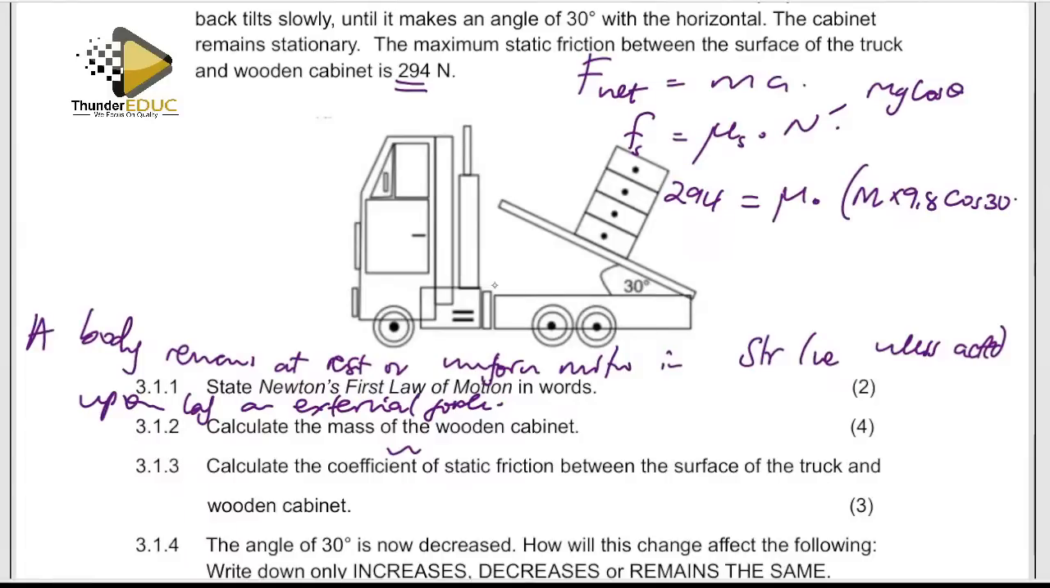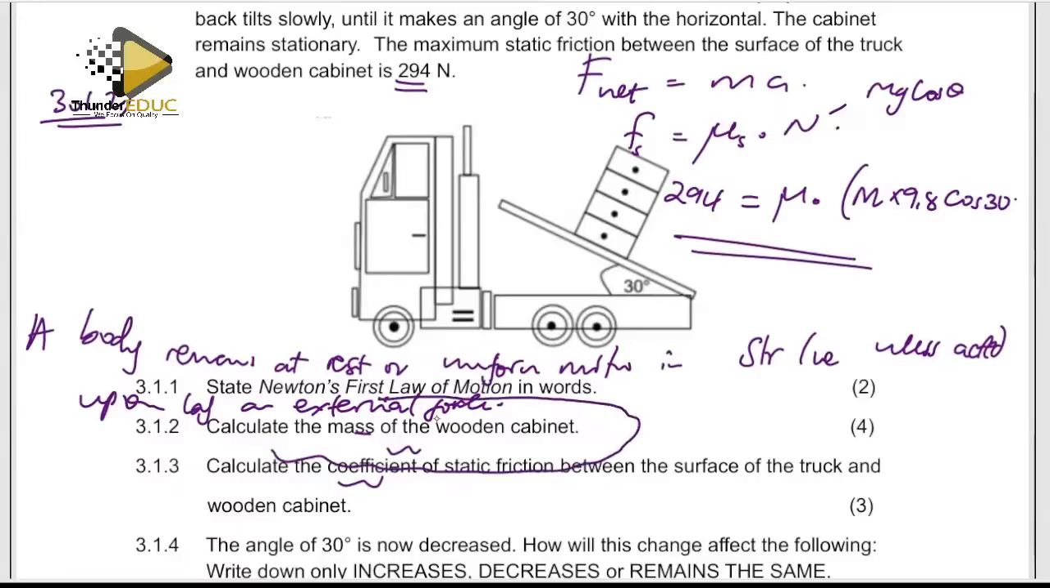But one thing we know is that the mu is not going to make sense in this case. Why? Wait a minute, what are we looking for? Is it the coefficient or the mass? Why should I mix up? I need to do one question at a time. So let's attempt 3.2 first. 3.2 is asking for the mass of the wooden cabinet.